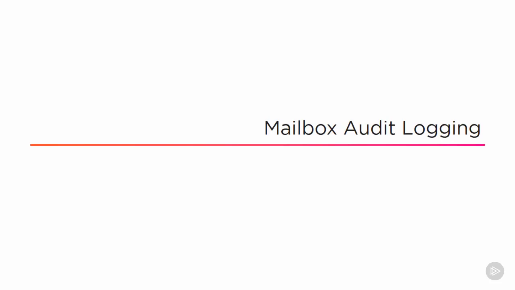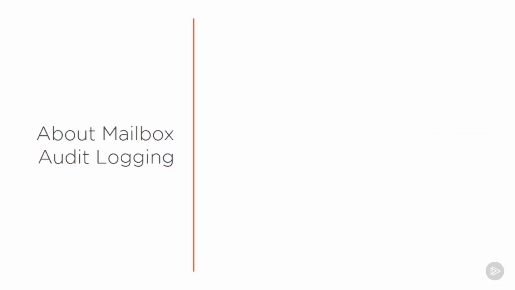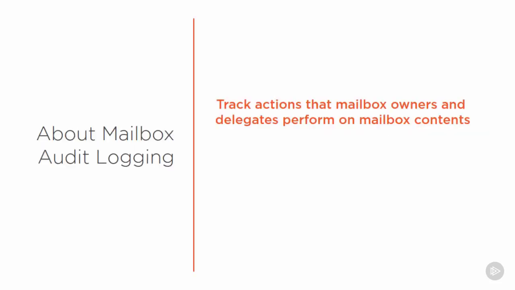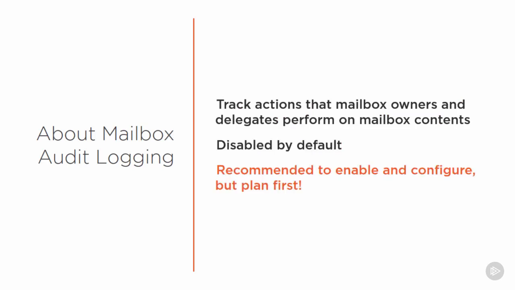So let's start with mailbox audit logging. The goal of mailbox audit logging is to track the actions taken by mailbox owners and delegates on mailbox folders and items. Despite that very admirable goal, mailbox audit logging is actually disabled by default. It's generally a good idea to turn on mailbox audit logging, but some understanding of the impact and how it works is needed to ensure that you get the results that you need.